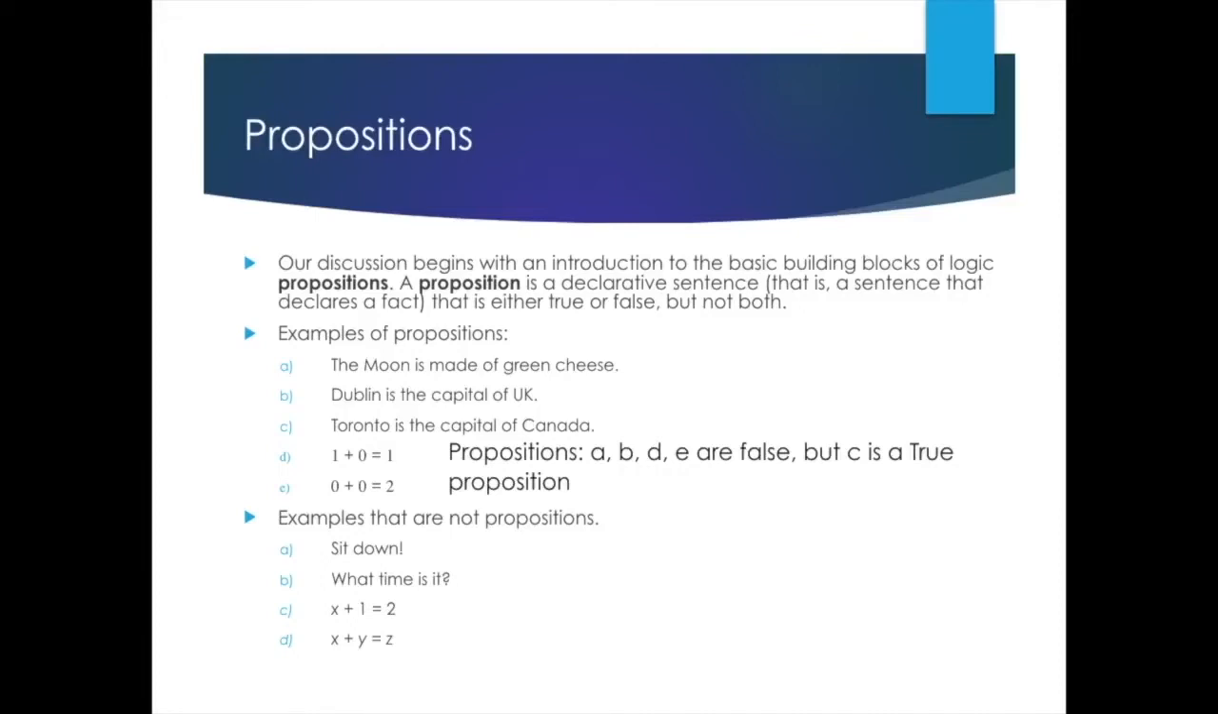Examples of propositions: the moon is made of green cheese, which is false. Dublin is the capital of UK. We wish, but this is false. Toronto is the capital of Canada. This is true, yeah? No, that's false. 1 plus 0 is 2. This is a false statement because 1 plus 0 equals 1 today and tomorrow. 0 plus 0 equals 2. That's a false proposition. So all these propositions are false propositions.